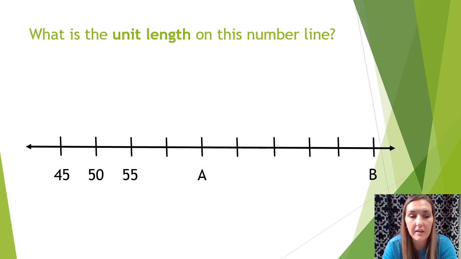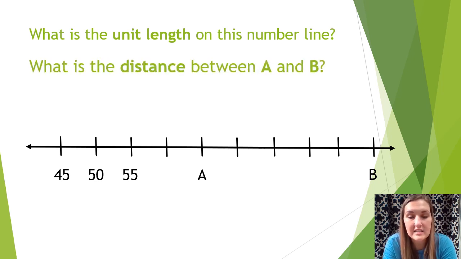Looking at 45, 50, 55, is that number pattern counting by ones? Is it counting by fives? Or is it counting by 10? What do you think it's counting by? The pattern on this number line is skip counting by fives. So the unit length on this is 5. Say it with me, 5.